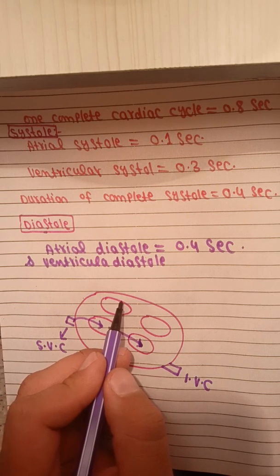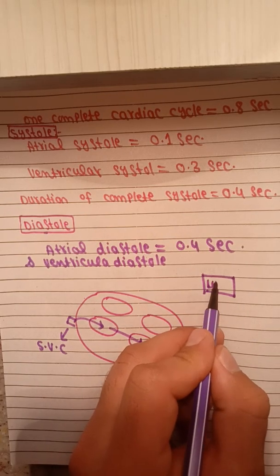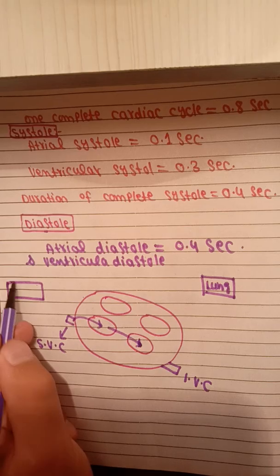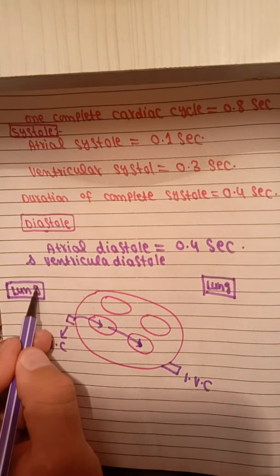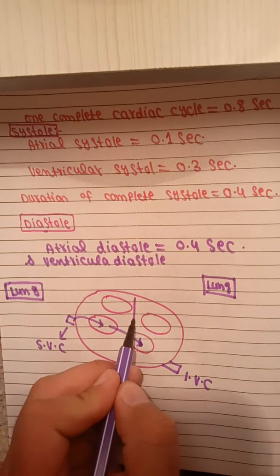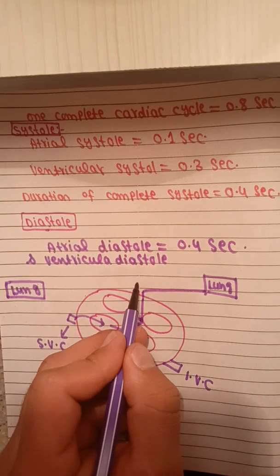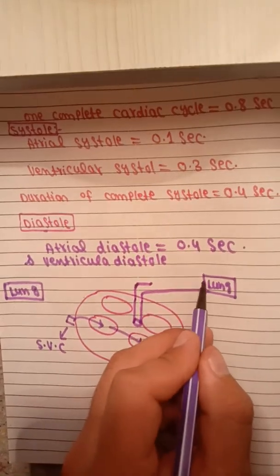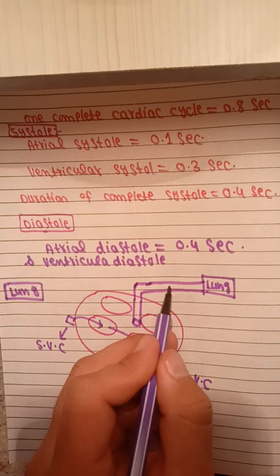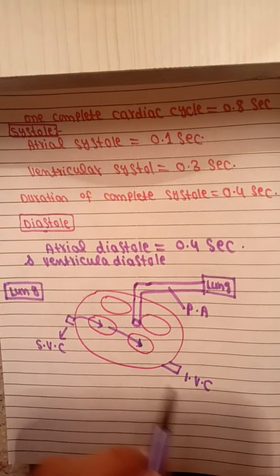The blood will be pumped into the lungs, the left lung, and here we have the right lung, through the pulmonary artery. This is the left pulmonary artery. We are drawing a very simple structure. This is the pulmonary artery, and this is the pulmonary artery. Here the blood is pumped.